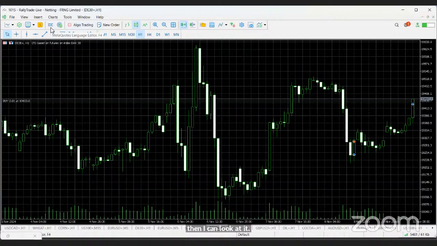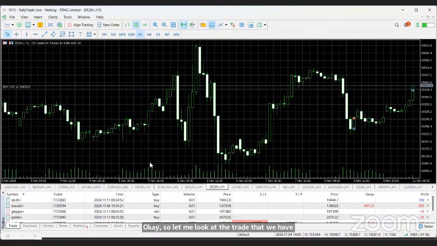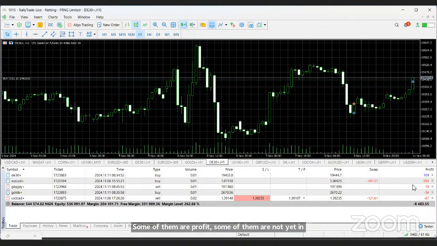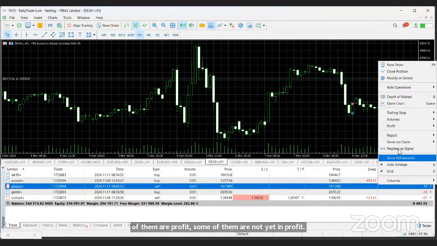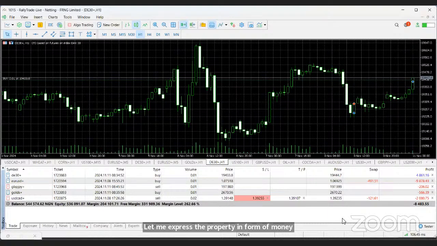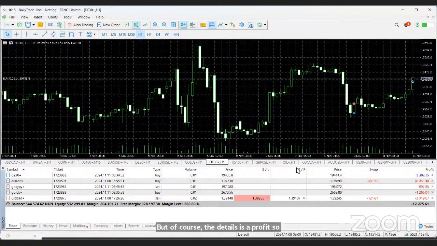Okay, so let me look at the trades that we have already. I've placed some trades this morning already. Some of them are in profit, some of them are not yet in profit. Let me express the profit in form of money that I deposited. Only the D30 is in profit yet. The gold is not yet in profit, and the JPY is not yet in profit. But of course, the D30 is in profit. So that's the only trade that I've been able to take this morning.